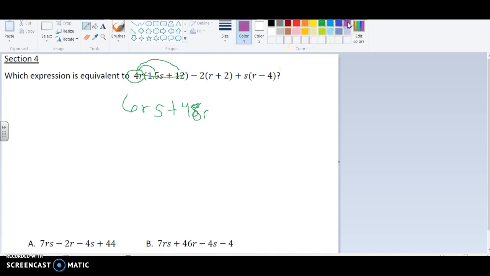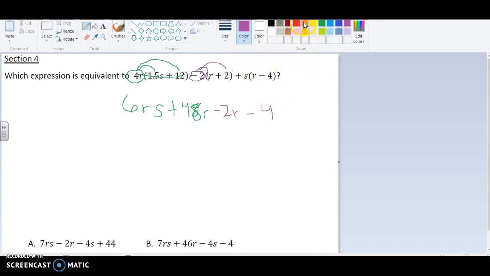How about purple? Purple sounds good. Okay, for this next one, this says minus 2, so make sure you distribute that as a negative 2. And for this R right here, there's an implied coefficient of 1. So we're going to do 2 times negative 1, which will be minus 2. And then also we have that R there. Let's put that R. And then we have to do negative 2 times 2. Negative 2 times 2 is negative 4, so we're going to put minus 4.